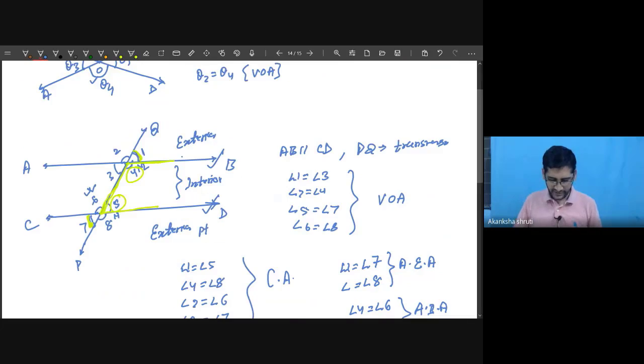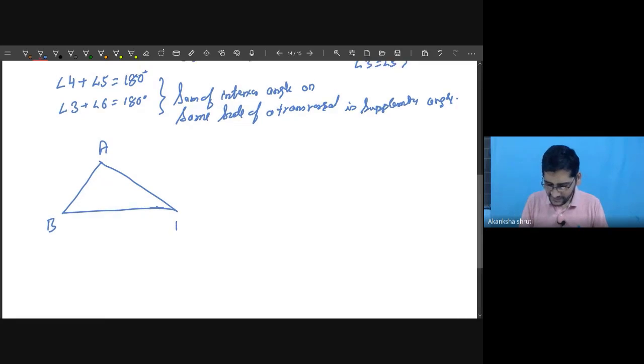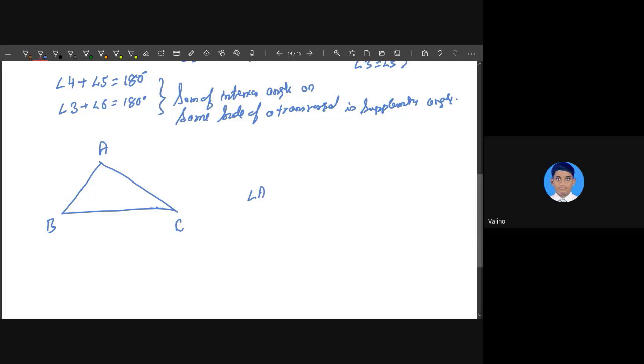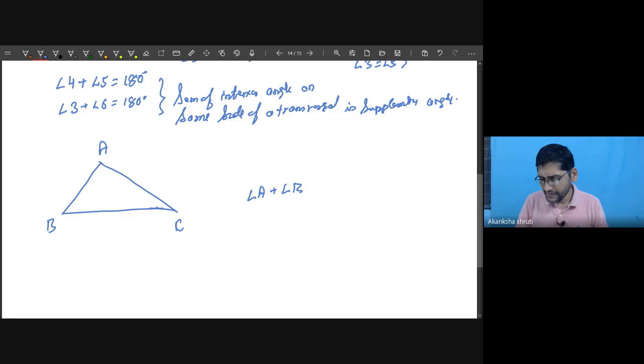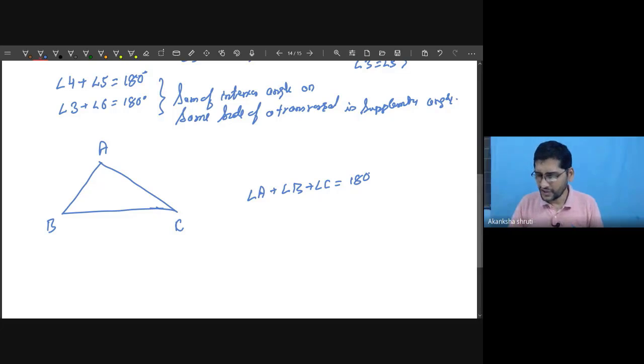Okay, student, it was this one. Now there is another small thing related to the triangle. If we have a triangle, then the sum of all the interior angles, angle A plus angle B plus angle C, is 180 degrees. What is this called? Very good. This is called the angle sum property of a triangle.